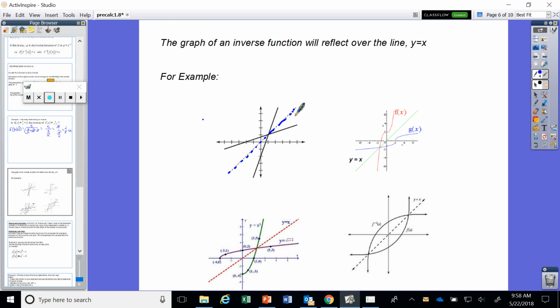Same thing over here. Our green line in this example is going to end up being our y equals x. And we see that reflection, where the distance from every point on blue is equidistant from every point on red to the line of reflection. And you continue to see that as you look through these four examples. So that's how we can identify graphically if there is a reflection over the line y equals x.